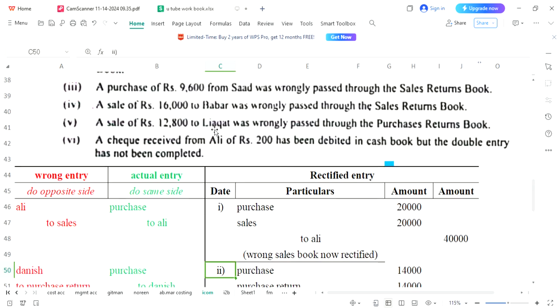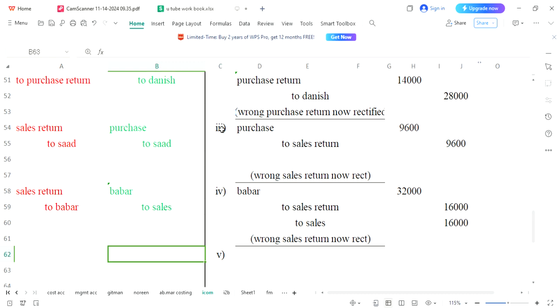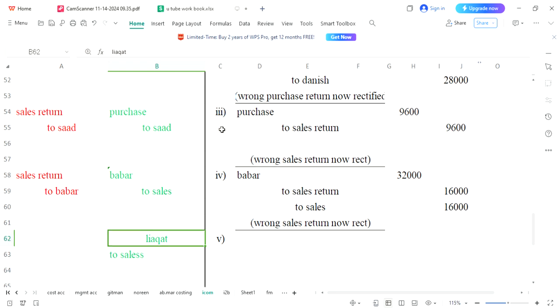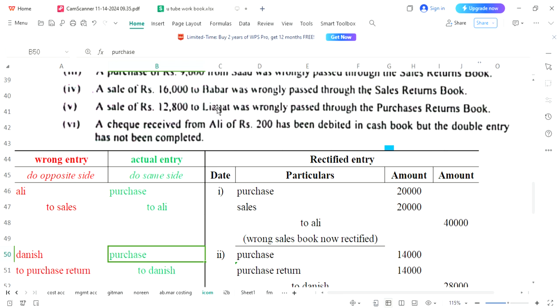We will now see our fifth entry. A sale to Liaquat. Goods sold to Liaquat. So what will you do? Liaquat to sales was your first entry. Goods were sold to Liaquat, Liaquat to sales, was the original entry. Let me align it first because it is important for your presentation. So the first entry, Liaquat to sales, was wrongly passed through the purchase return book.